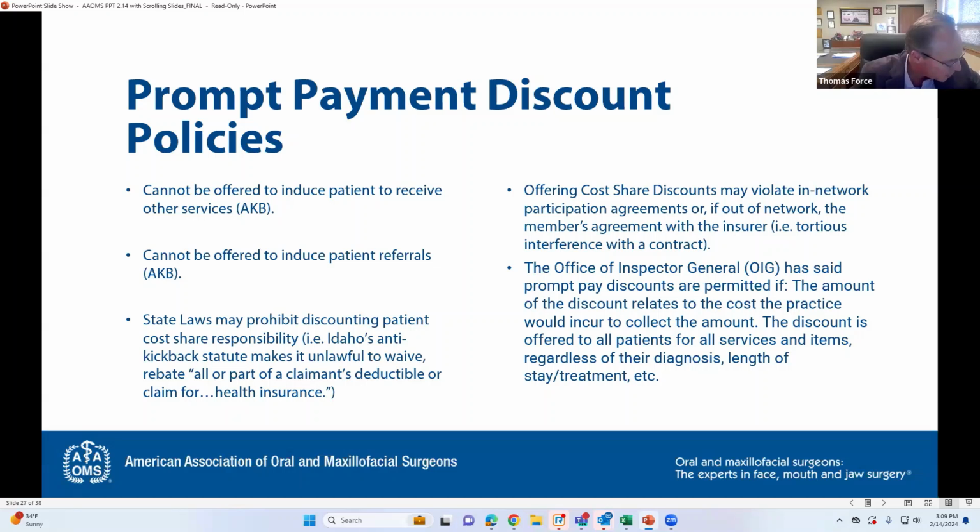Prompt payment discounts. And this one, it depends on the jurisdiction you're in. I personally don't like these policies.